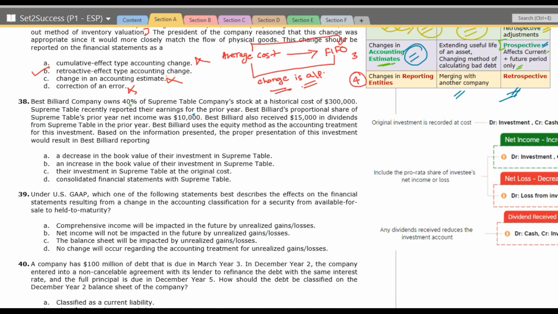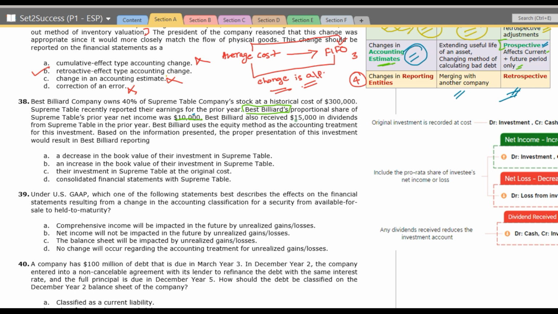Best Billiard Company owns 40% of Supreme Tables Company stock at a historical cost of 300,000. Supreme Table recently reported their earnings for the prior year. Best Billiard's proportional share of Supreme Table's prior year net income was 10,000. So Best Billiard is the investor, and its share of Supreme Table's prior year net income was 10,000.